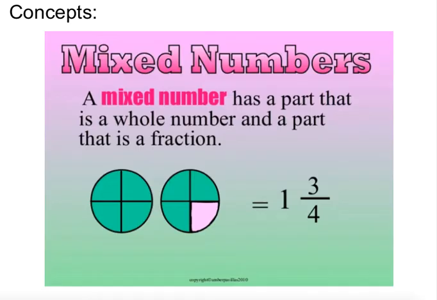So first, we need to review some concepts together. Remember, a mixed number has a part that is a whole number and a part that is a fraction. So it's a little bit mixed up. Looking at this model here, we have 1 whole and then 3/4. 1 is the whole number and 3/4 is the fraction. Together, they make a mixed number, 1 3/4.